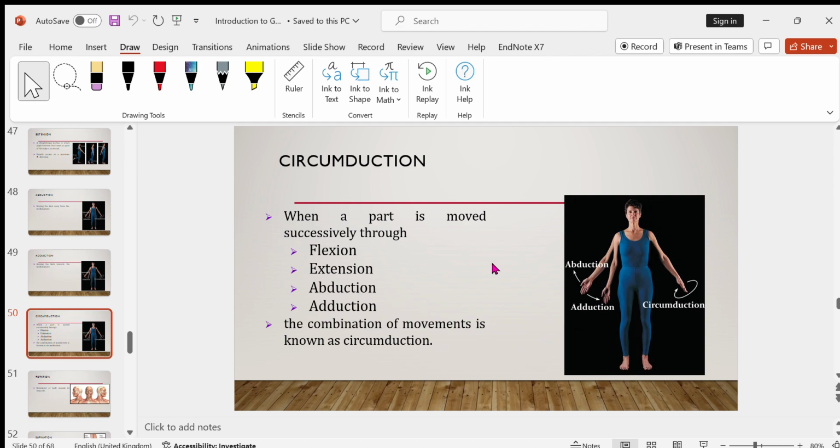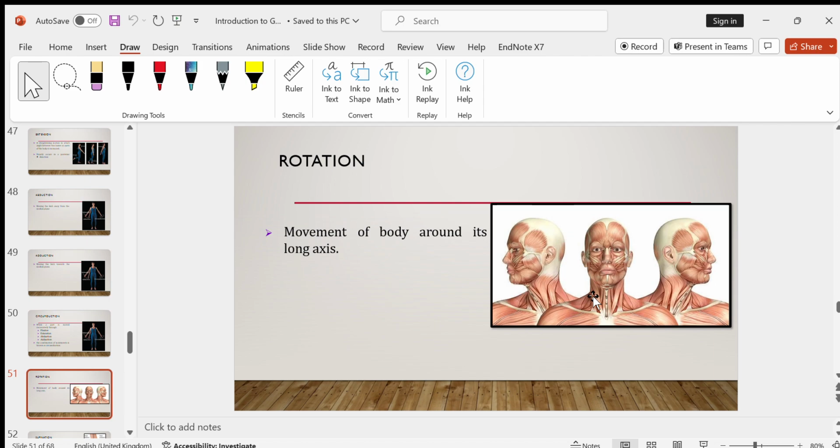Circumduction is a combination of all these movements: abduction, adduction, flexion, and extension. So the arm moves in a circular motion. This is called circumduction. Rotation is movement in a circular plane around the long axis. If the head is moving from right to left, this is rotation.